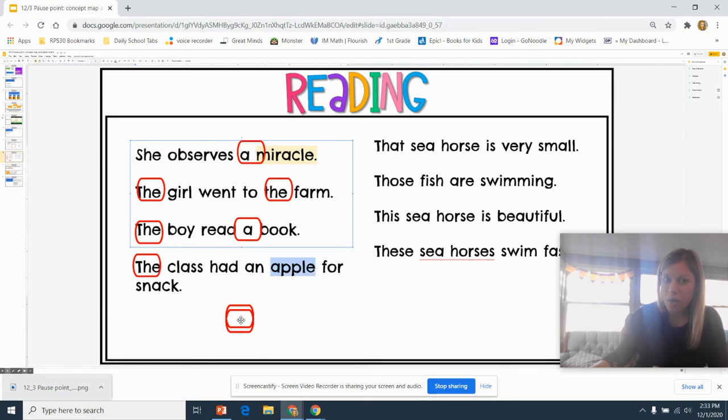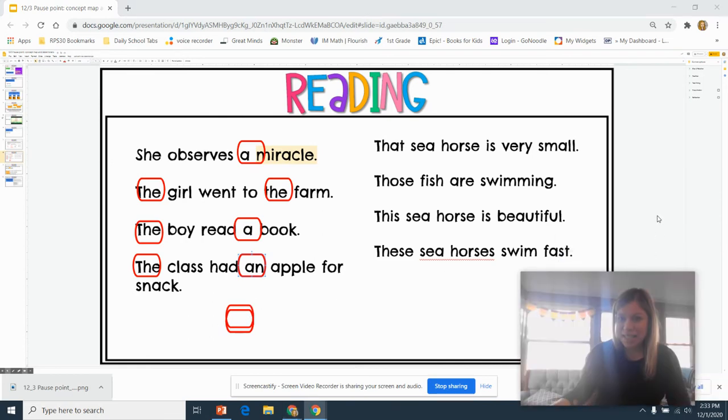Apple. Which class? Which apple? An apple. Now we also see another noun here, snack. But do you see a determiner here? A, an, or the? Do you see one of those articles? No. So that was all of the articles I found.